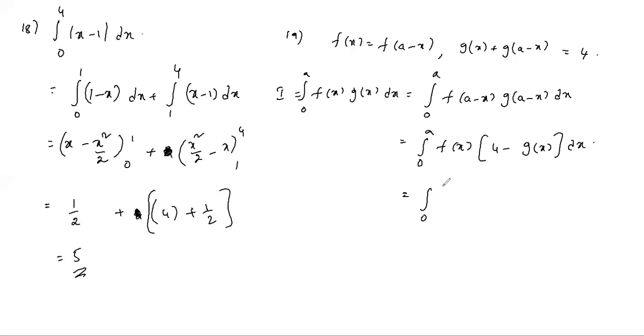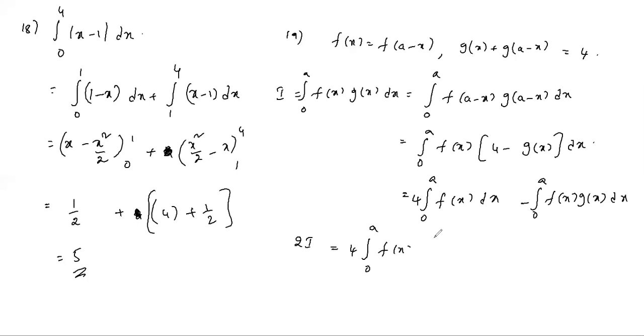So integral 0 to a of f of x dx, with the 4 outside, minus integral 0 to a of f of x g of x dx. So this is also I. I plus I, 2 times. So 2I equals 4 into integral 0 to a of f of x dx. So the 2 will cancel. So I equals, what is I? Integral 0 to a of f of x g of x dx equals 2 times integral 0 to a of f of x dx. Just apply the a minus x property.